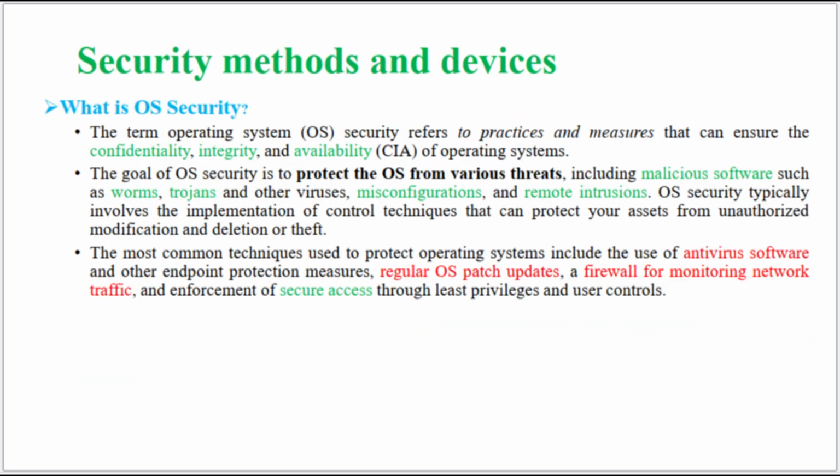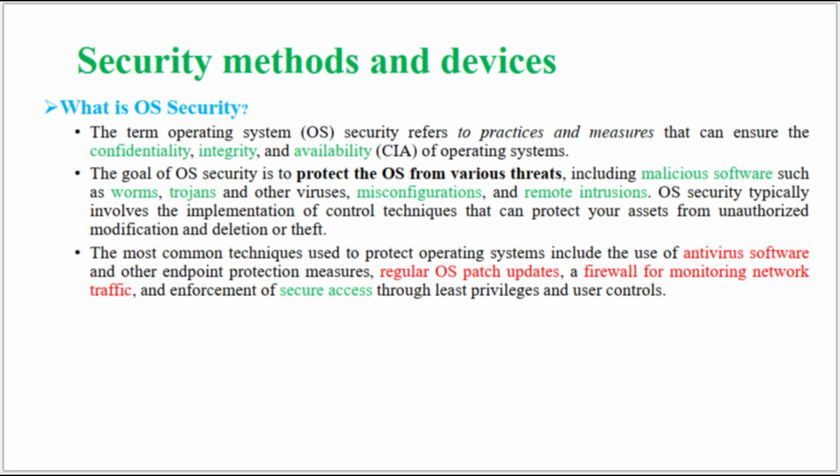8. Security methods and devices. What is OS security? The term operating system (OS) security refers to practices and measures that can ensure the confidentiality, integrity and availability (CIA) of operating systems. The goal of OS security is to protect them from various threats including malicious software such as worms, trojans and other viruses, misconfigurations and remote intrusions.